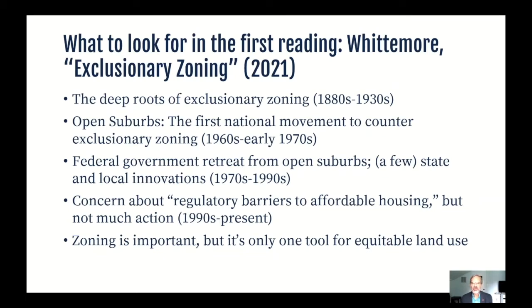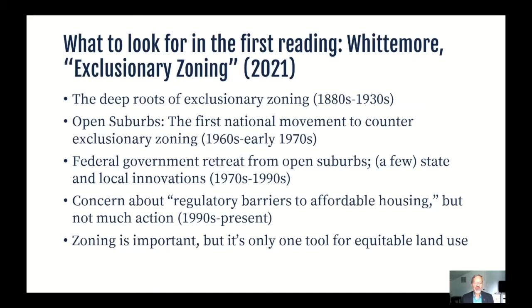It really goes over a whole 120, 140-year history of inequitable zoning and efforts to change it in the United States, starting as early as the 1880s and through the 1930s, laying the groundwork for post-war expansion, and then opposition to that in the open suburbs movement, which is the first time we saw concerted efforts, often led by planners, but also working with lawyers to counter exclusionary zoning in the suburbs.